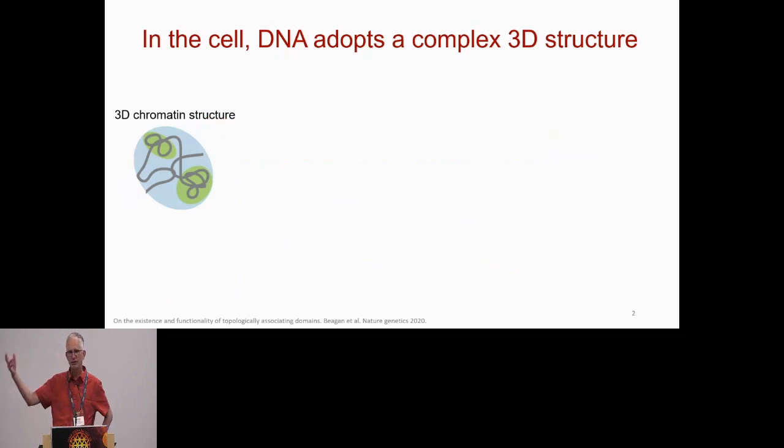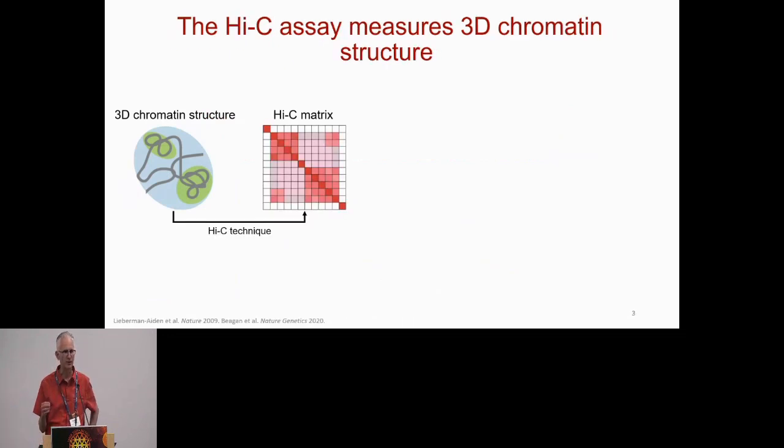So a lot of this background I can go through whizzing through, because Jian did a great introduction before. You all know that the DNA adopts a complex structure, and you also know that there's this Hi-C assay that measures this 3D chromatin structure. The important point is that the output of Hi-C is a matrix in which rows and columns correspond to DNA loci, and the values represent counts, which is how frequently those two loci are proximal to one another in a population of cells. So we're talking about bulk Hi-C in this work, as opposed to the single cell from the previous talk.